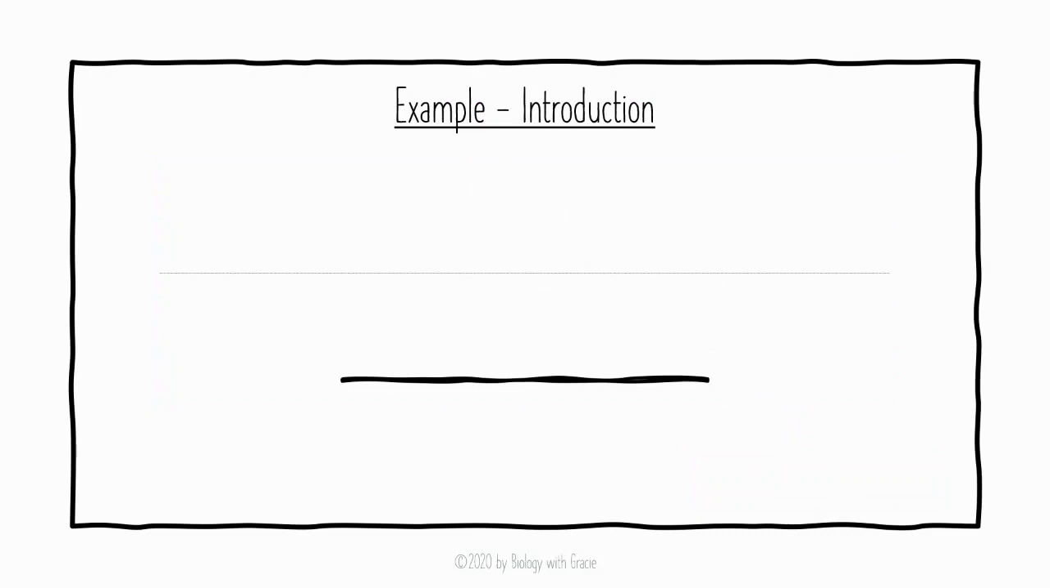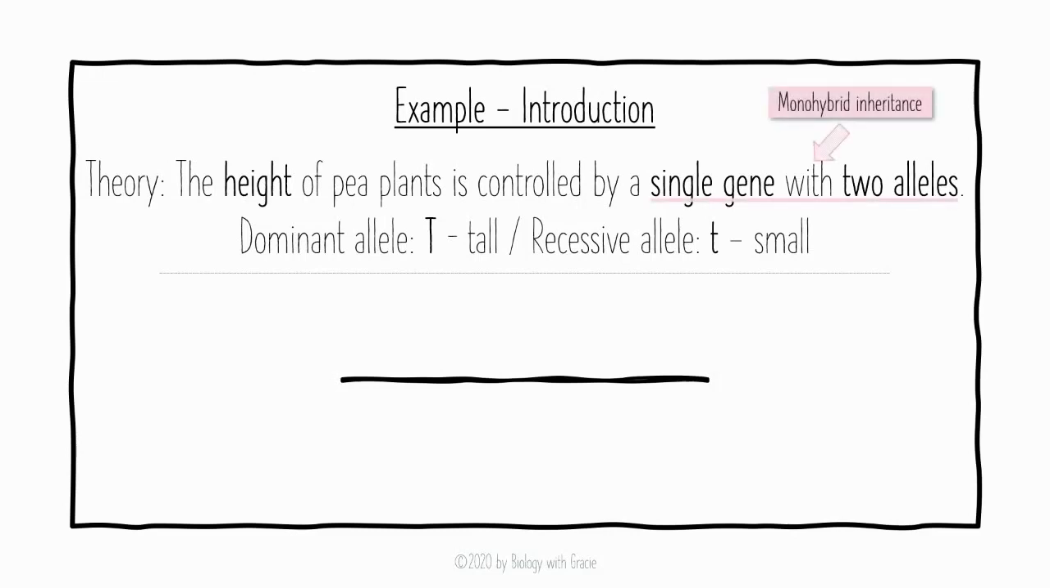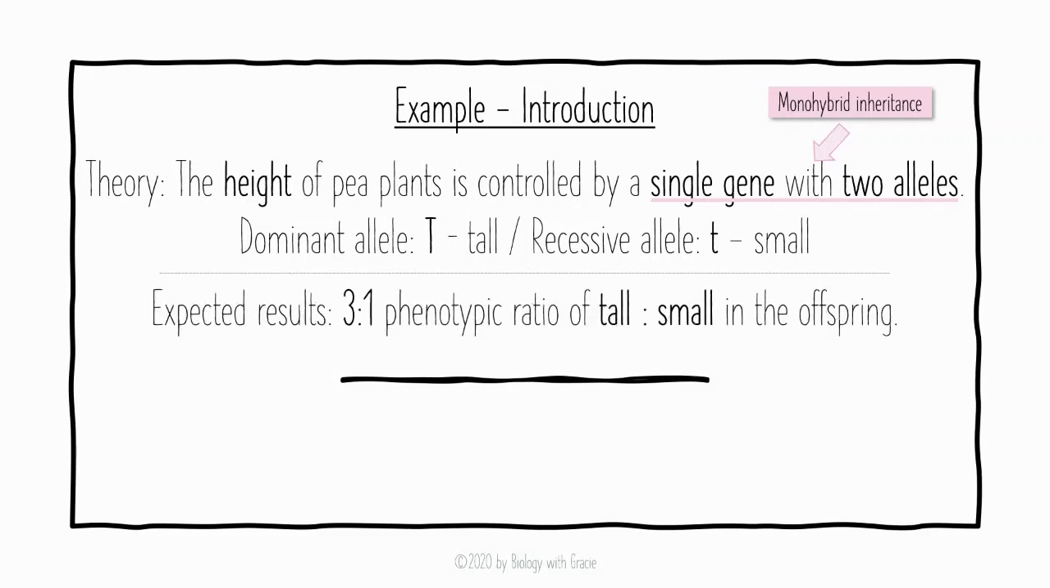So we're going to go through an example here. So just as an introduction, we have our theory. So the theory is that the height of pea plants is controlled by a single gene with two alleles. So this is known as monohybrid inheritance. So we have our dominant allele, which is a big T, which is for tall, and then we have our recessive allele, a little t, which is for small or dwarf. So the expected results for monohybrid inheritance is a 3:1 phenotypic ratio.